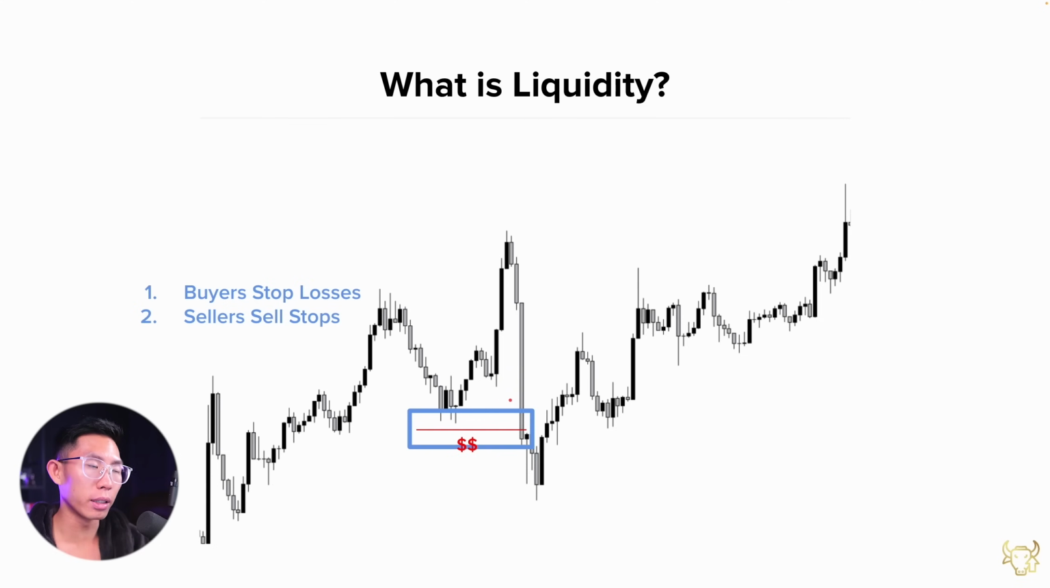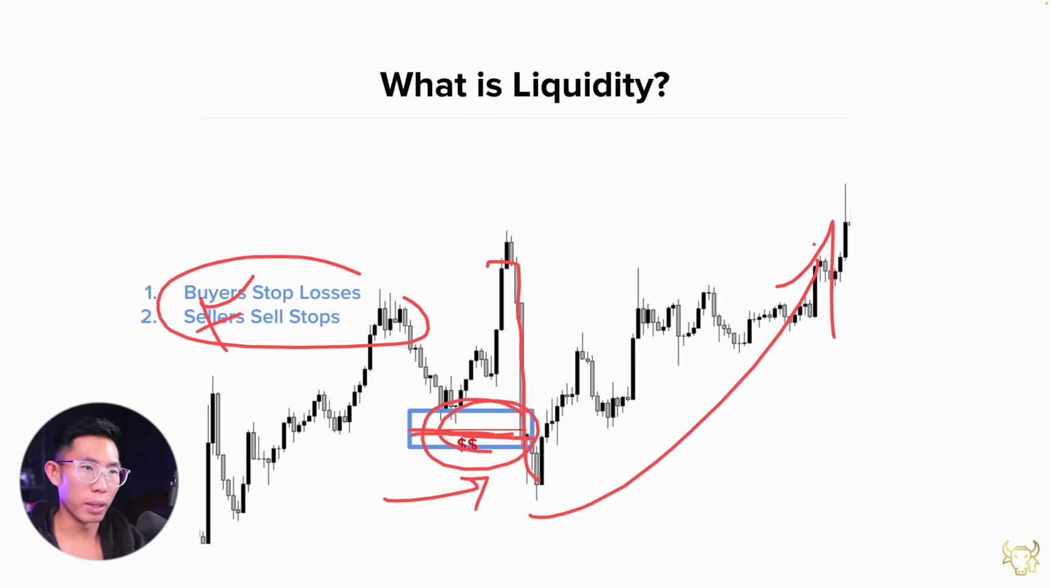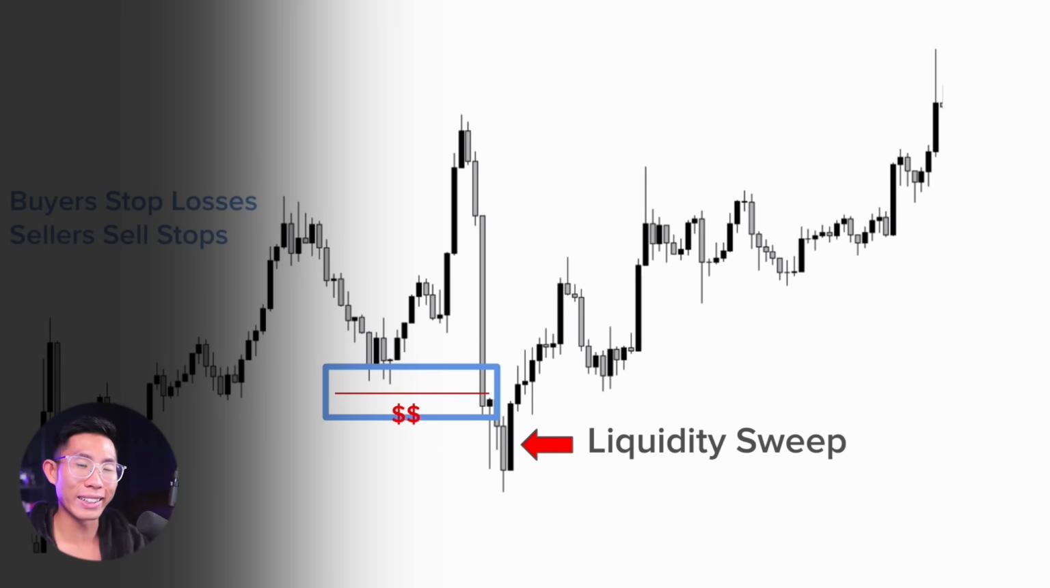In this case, what smart money did was purposely manipulate the buyers to enter buy orders right here and place their stop loss below this low, and also all the sellers who have their sell stops at this area right here. Then they purposely push the price down, triggering all the orders we have right here, and all these buyers and sellers are out of the market right now. And when they lose a trade, remember, they add liquidity into the market, and that causes price to shoot up like a rocket, it literally skyrockets, all right? And when this happens, this is what we call a liquidity sweep, right?